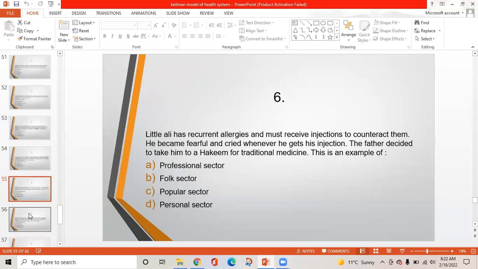D. Option B is the right one, folk sector, because he was taken to a Hakim for medication.